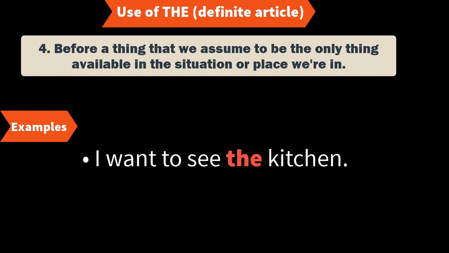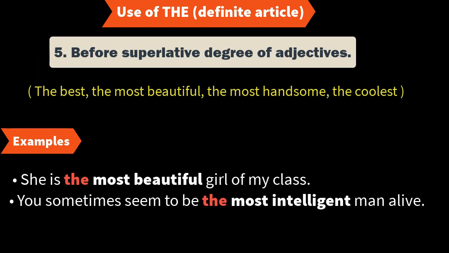So, in these situations where you assume something to be the only existing thing, you use the before it and make it specific. Okay? Rule number five, we also use the before the superlative degree of adjectives. The best, the most beautiful, the prettiest, the most handsome. You're the best person. She's the most beautiful girl. She is the prettiest girl in my room. Why the before a superlative degree of adjective? Because a superlative degree of adjective refers to a particular noun, right? It makes the noun specific and hence we need to use the before it.